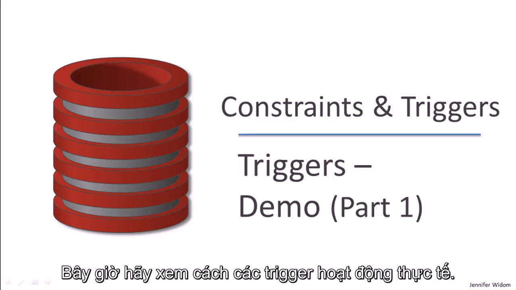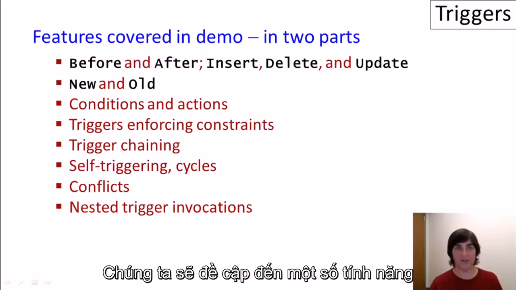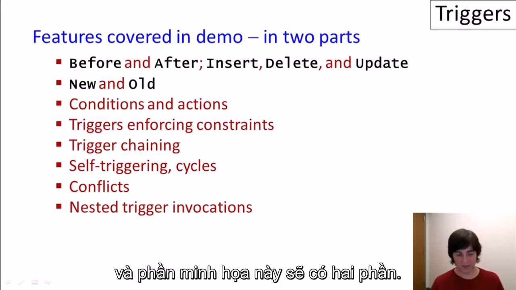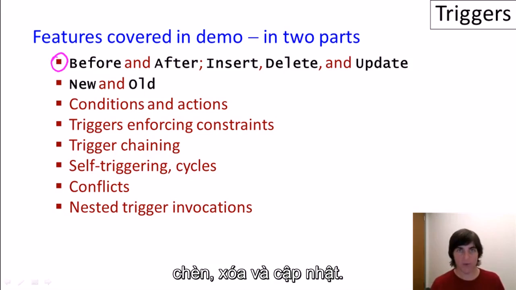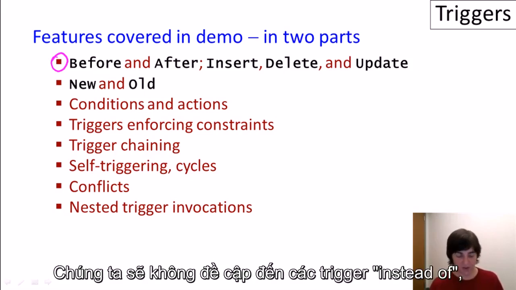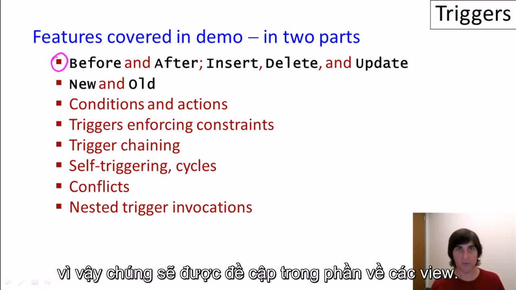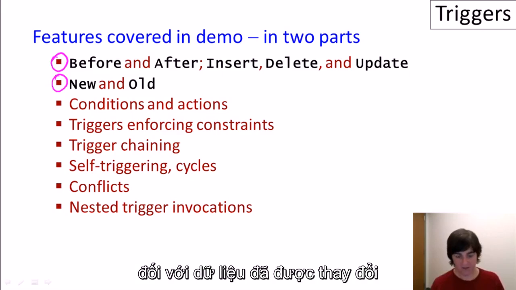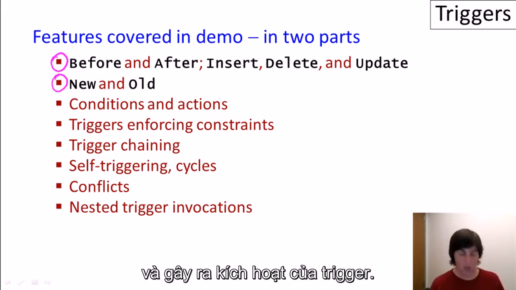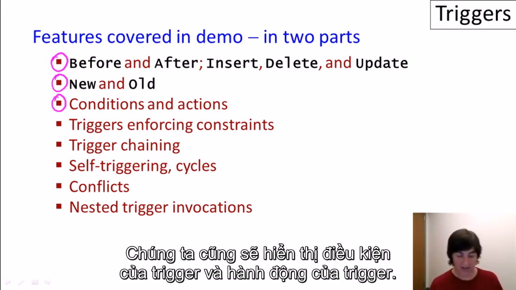Now let's see triggers in action. We're going to cover a number of features in the demonstration, which is going to be in two parts. We'll cover before and after triggers with both insert, delete, and update triggering events. We will not be covering instead of triggers, which are used primarily for views, and so will be covered in the material on views. We'll show access to new and old data for the modified data that causes a trigger to be activated. We'll show trigger conditions and trigger actions.